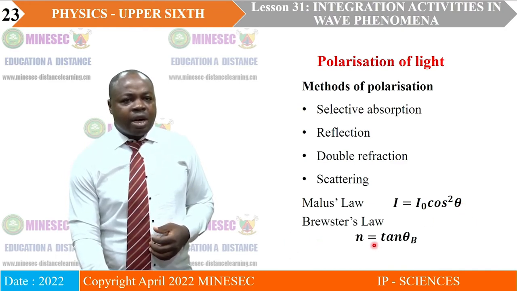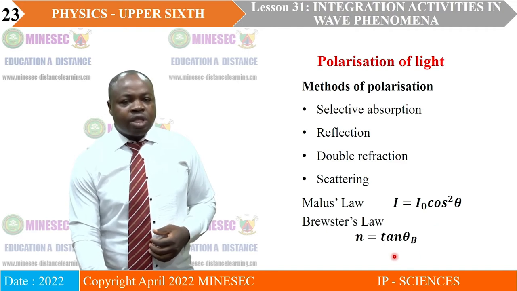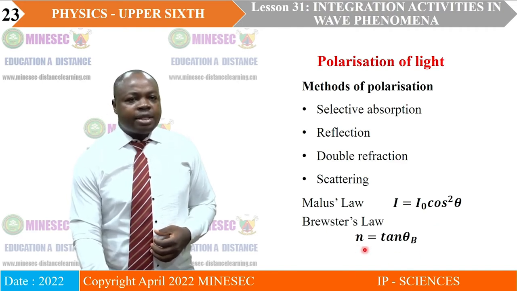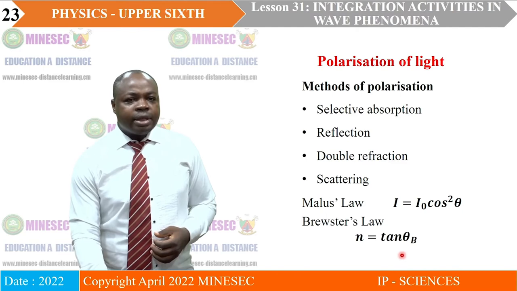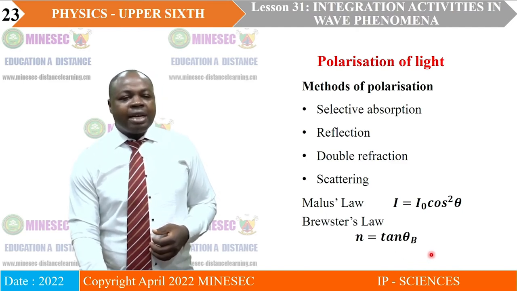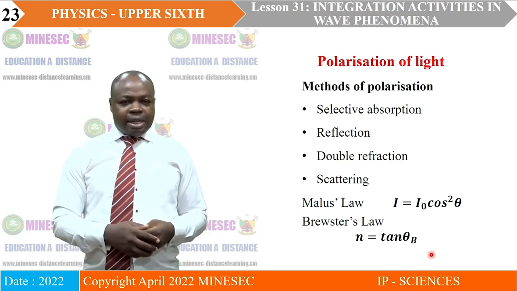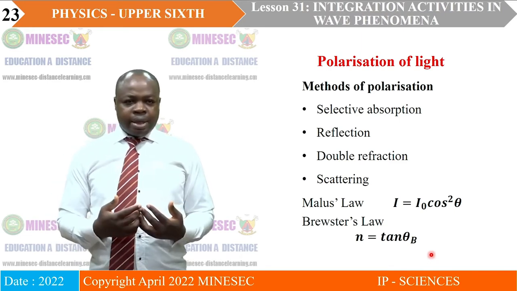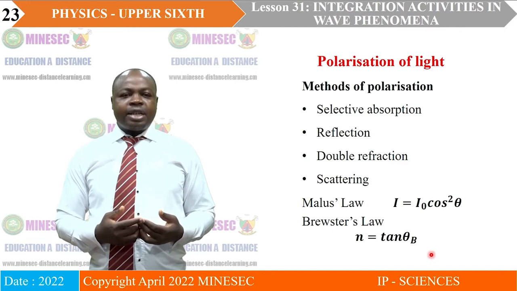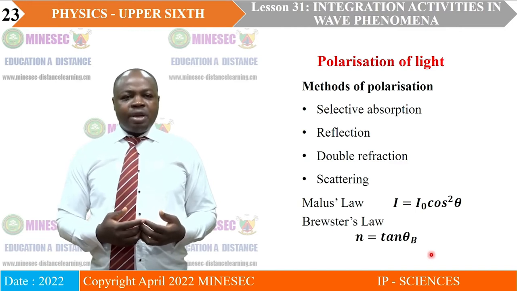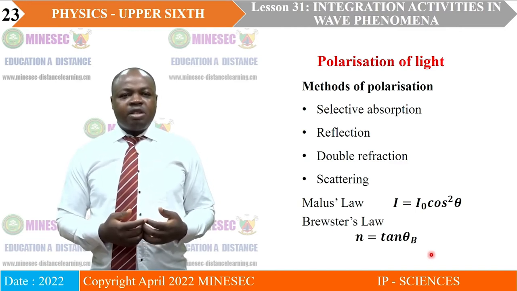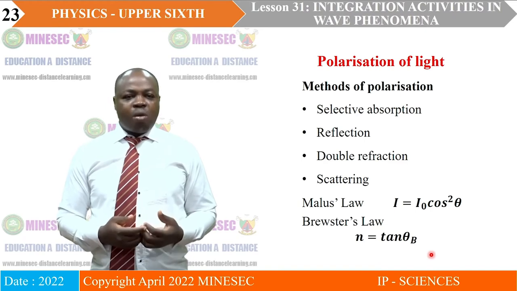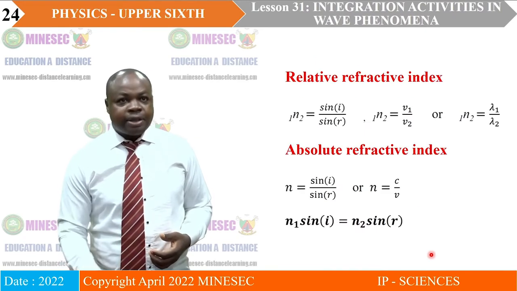We also have Brewster's law, which states that the refractive index of a medium is the tangent of the Brewster's angle, where the Brewster's angle is the angle of incidence when the refracted ray is perpendicular to the reflected ray and the reflected ray is completely plane polarized.